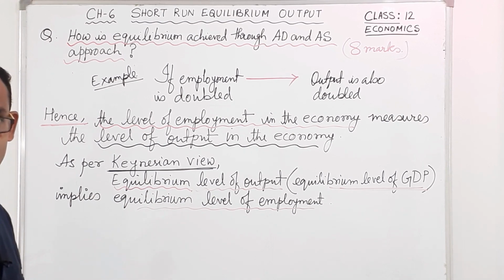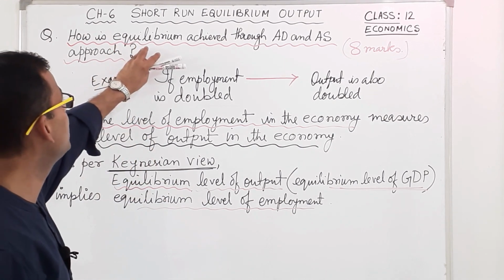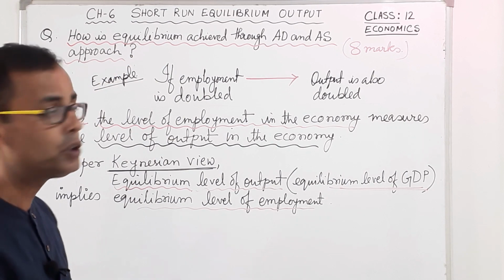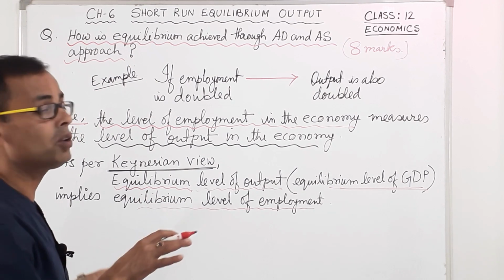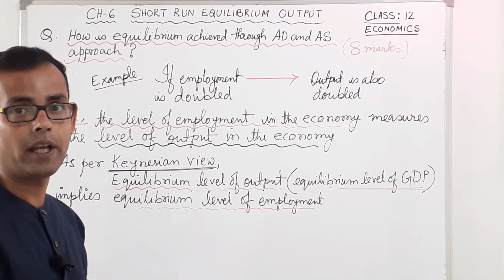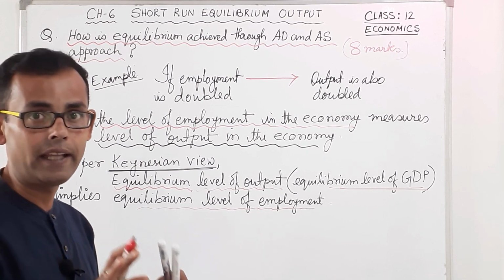Now we will move on to the next part, that is the particular question which I am going to discuss. How is equilibrium achieved? Through which approach? AD and AS approach. Okay, and another question is there. Okay, S equal to I approach, saving is equal to investment approach, but that one already came last year.